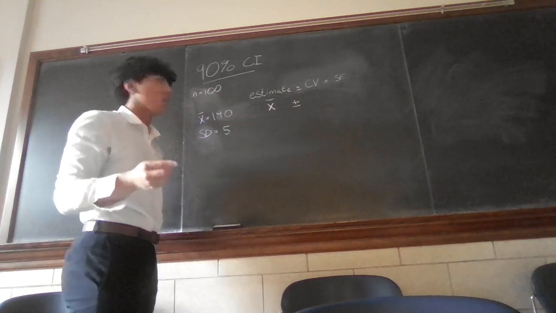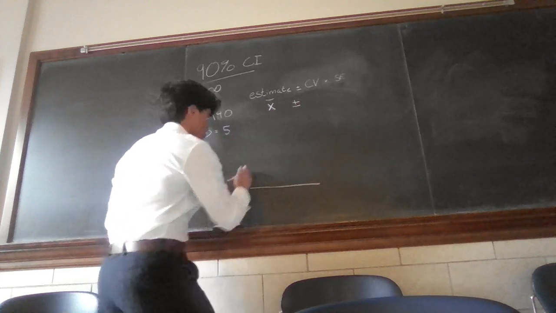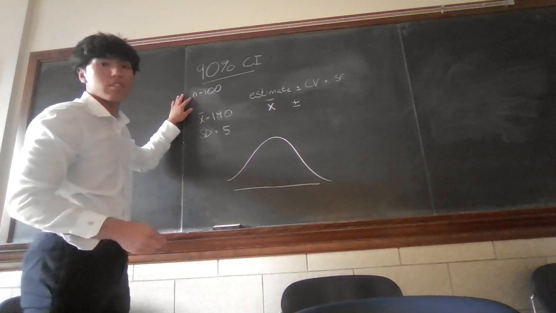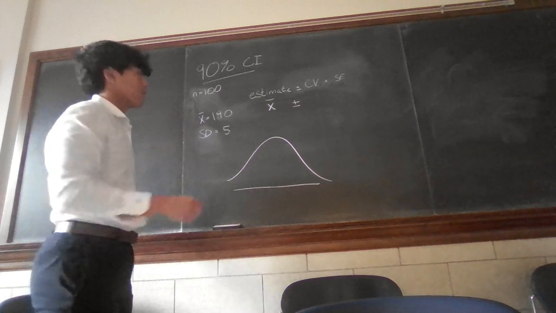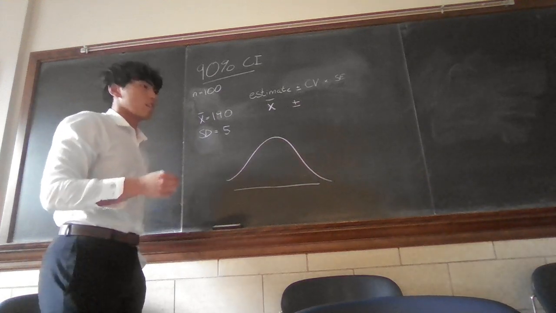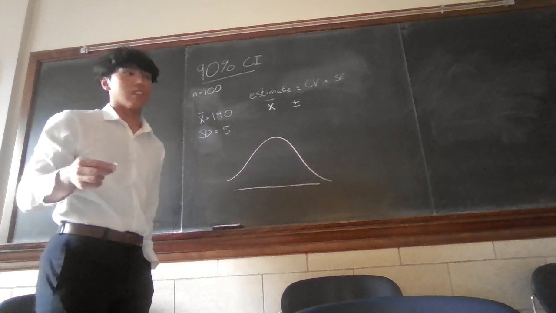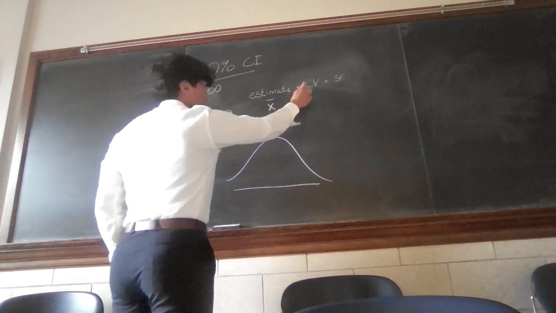Now we'll find this critical value using the normal distribution. And we can use the normal distribution because our sample size is 100. And when our sample size gets large, according to the central limit theorem, the sample mean distribution is normal. So we can assume that it's normal, and we can find this critical value.